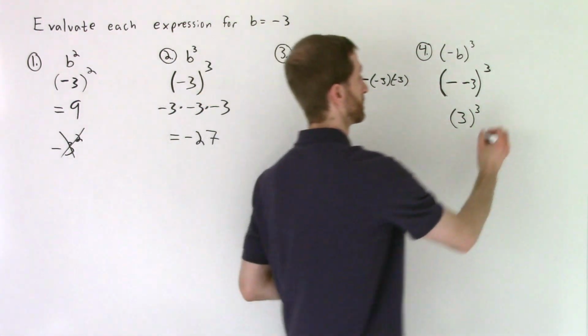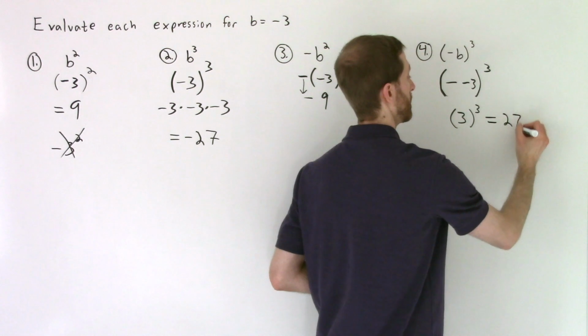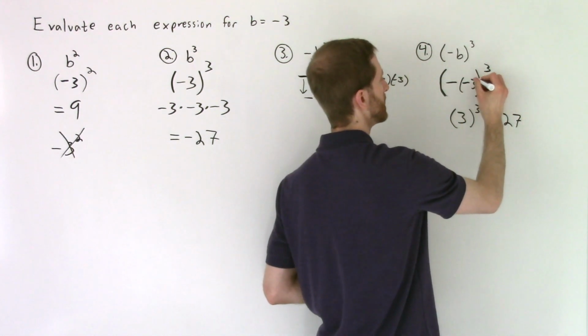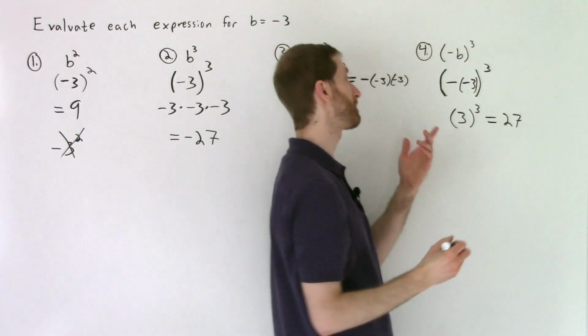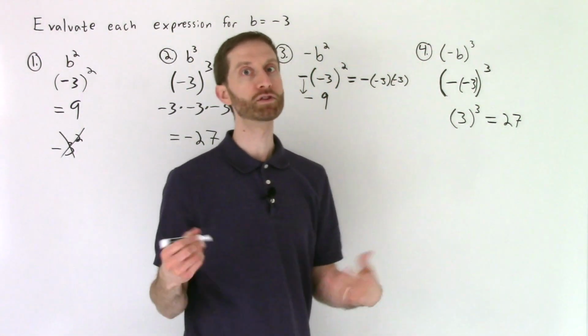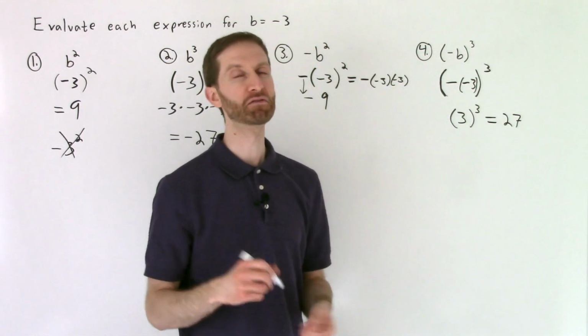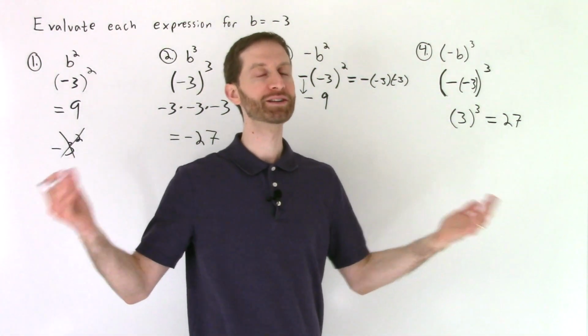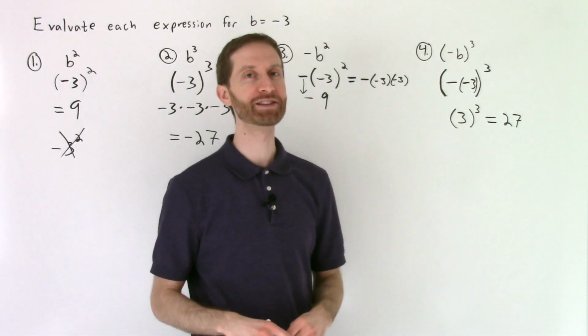Times 3, or 27. Now technically we could have put parentheses here to kind of segment off the negative signs right there. I didn't want to confuse you with too many parentheses, so I did it a little informally. That's all, peeps. Very cool. Negative signs with exponents.